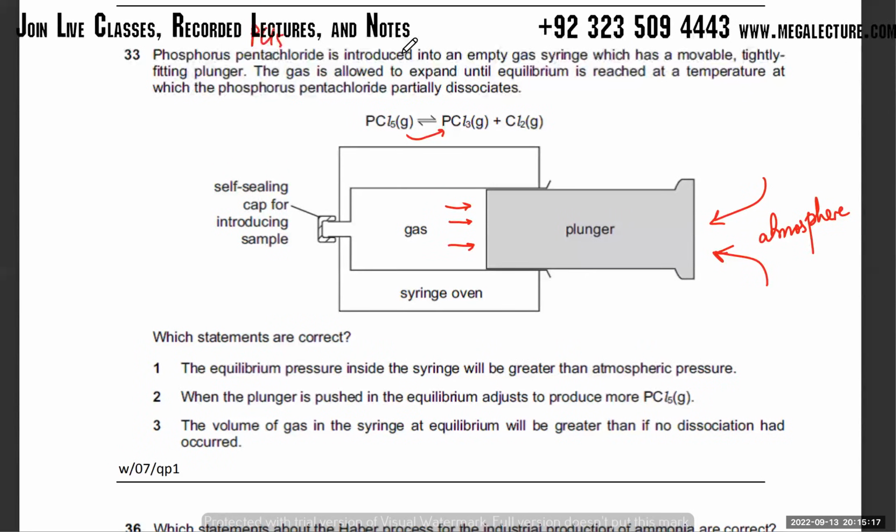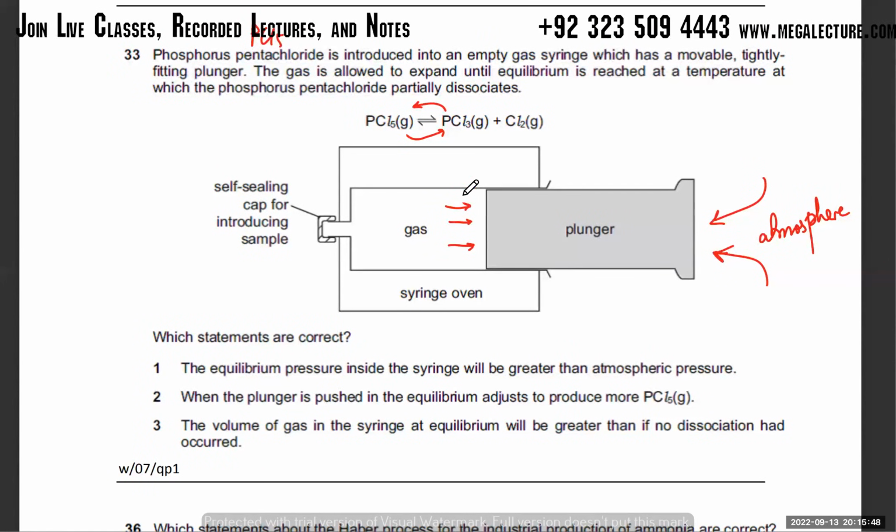So now remember this, the gas is allowed to expand until equilibrium is reached. So at a temperature at which PCl5 partially dissociates. Remember, it's a movable plunger. So once it's at equilibrium, will the plunger move out or in? Once it's at equilibrium, will the gas be produced more, less, or stay constant? Once equilibrium is reached, it stays constant, so the plunger will not move.